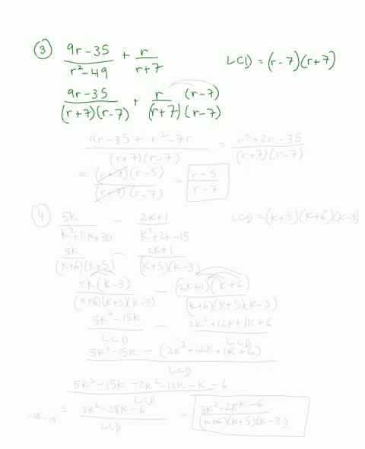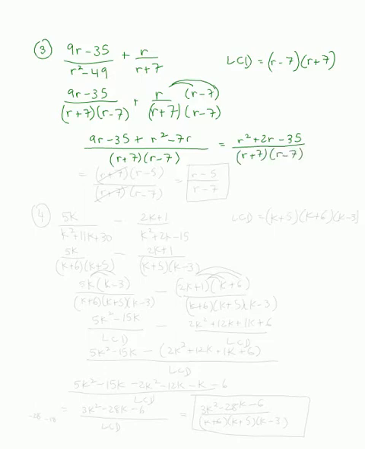So I end up with 9r minus 35 plus, I'm going to distribute this r here. I get r squared minus 7r all over r plus 7, r minus 7. Let's go ahead and simplify the top and put it in descending order. I have r squared, and I have plus 9r minus 7r, that's plus 2r minus 35, all over r plus 7, r minus 7.